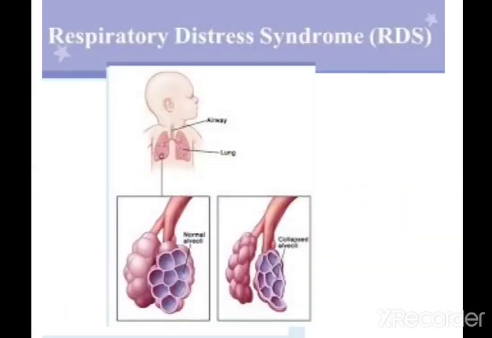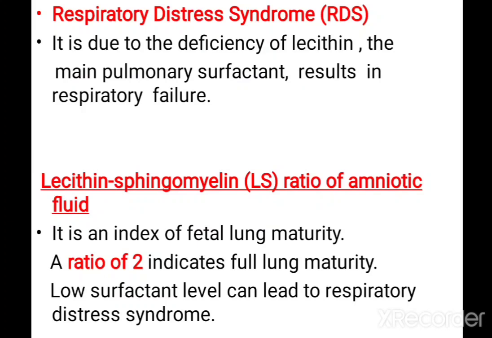Coming to the deficiency manifestation of lecithin, that is respiratory distress syndrome. Respiratory distress syndrome is due to the deficiency of lecithin. It is the major lung surfactant, and its deficiency can result in respiratory failure. So you should know what is the LS ratio, the lecithin sphingomyelin ratio of amniotic fluid. It is an index of fetal lung maturity. During the early stage of pregnancy, there will be more concentration of sphingomyelin. Towards the end of the pregnancy, there will be more concentration of lecithin. So a ratio of 2 indicates full lung maturity.